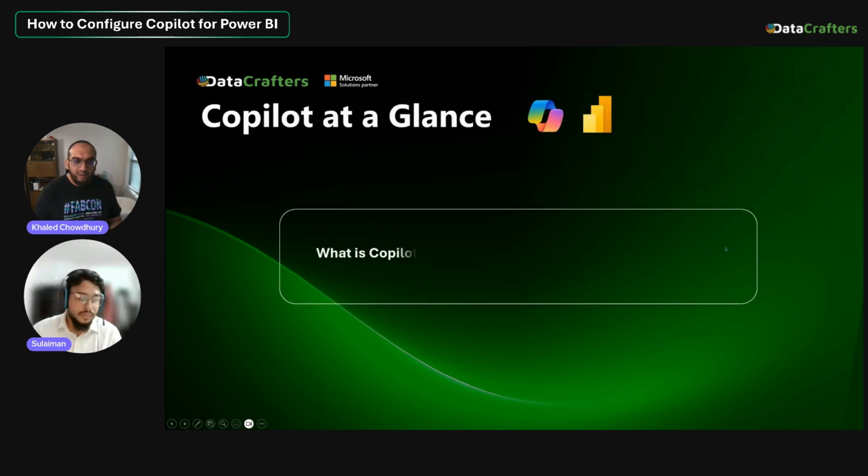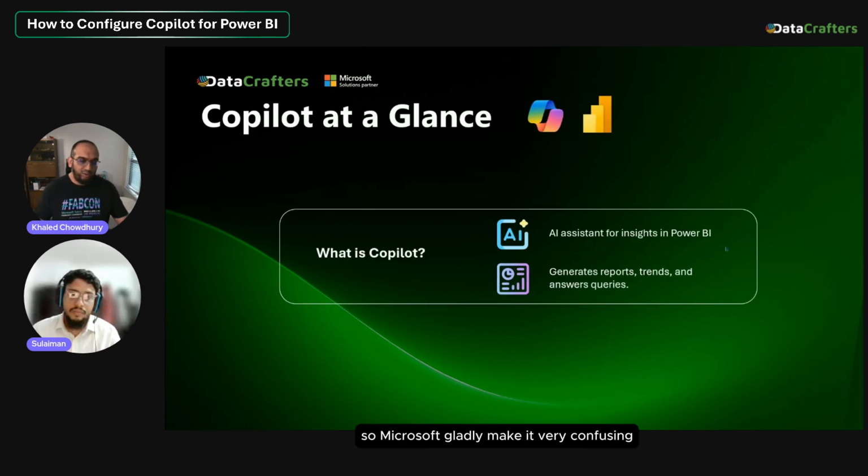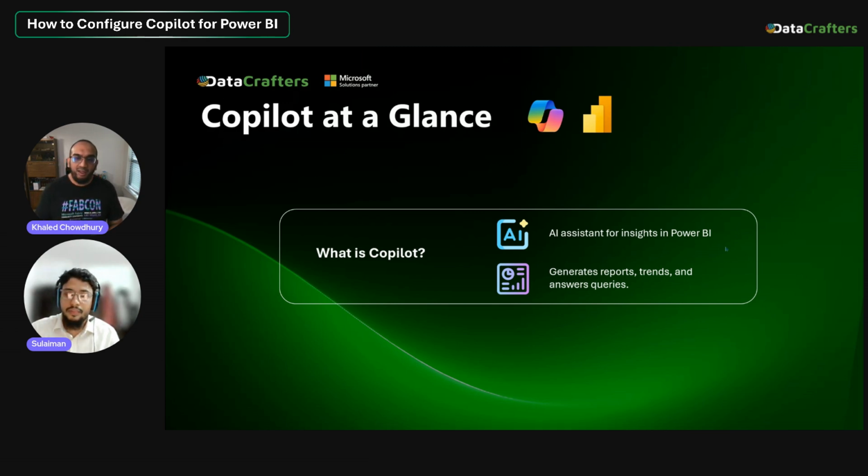What is Copilot? Microsoft gladly made it very confusing. Every single thing has a Copilot, but for today, Copilot is the AI summary and conversational feature that exists in Fabric. It has many experiences, but from our perspective, we're talking specifically about Power BI. Copilot for Power BI is essentially an assistant that allows you to generate reports, trends, and answer questions. And we're getting more and more features on what you can do with it.